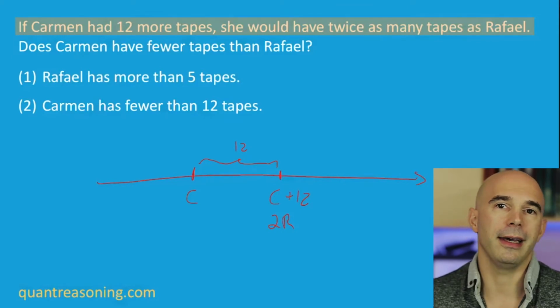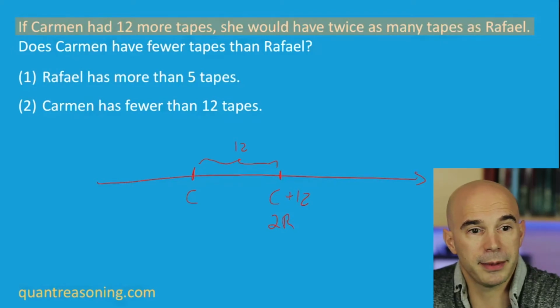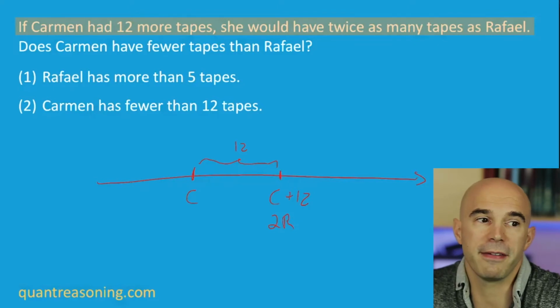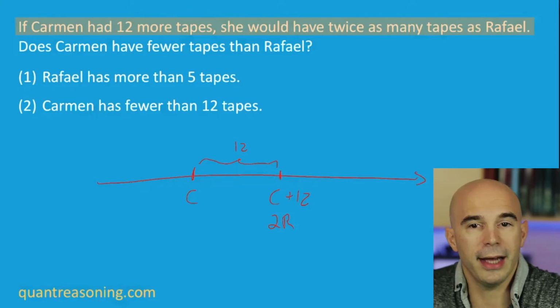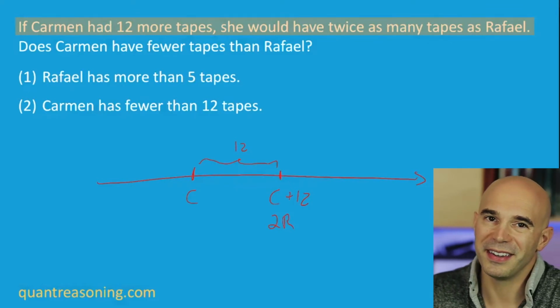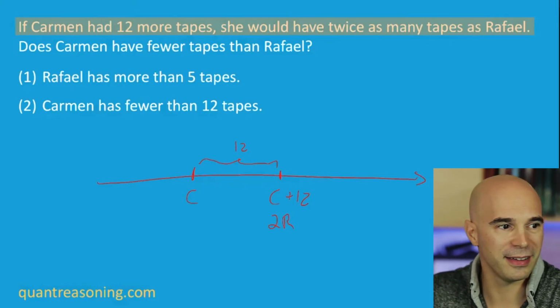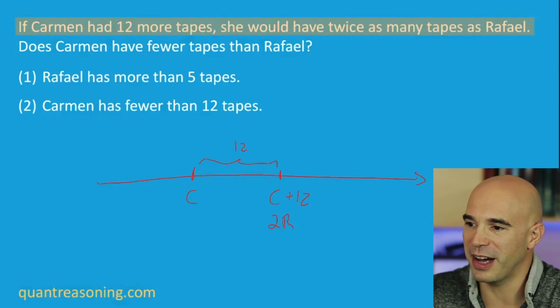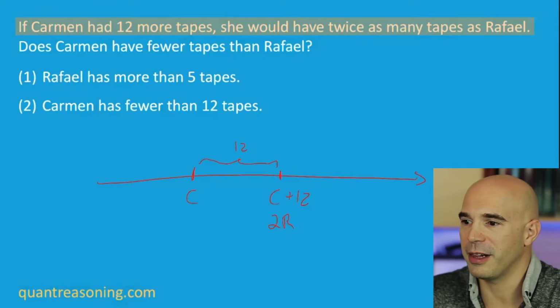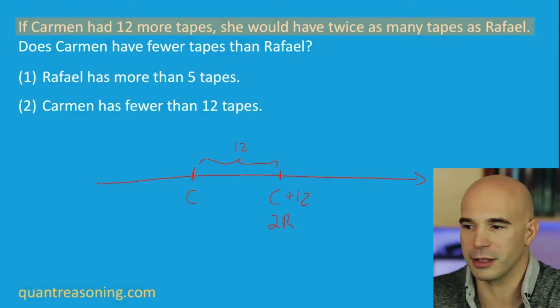Now you could say, hey, Carmen has at least 0 tapes, and we're told that if she had 12 more tapes, she'd have twice as many as Rafael, so Rafael must have at least 6. So we can say that R is to the right of 6, which, by the way, if you look at statement 1, telling us that R has more than 5, statement 1 is giving us absolutely 0 added value. We could have already inferred that R is more than 5 just from the free info.